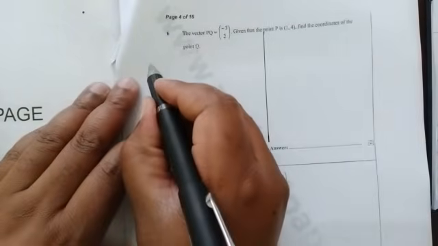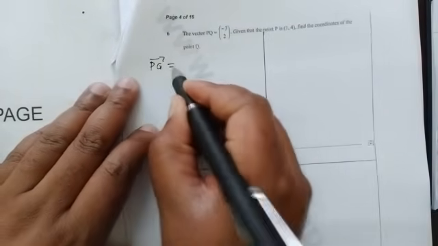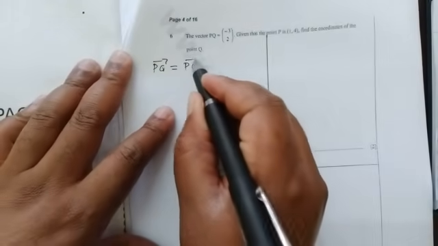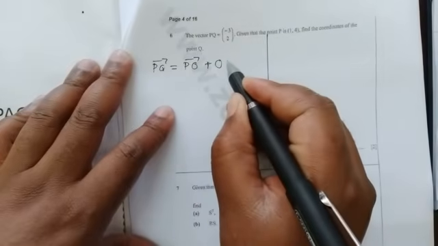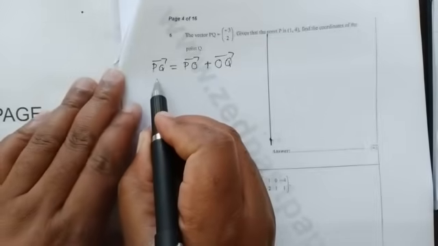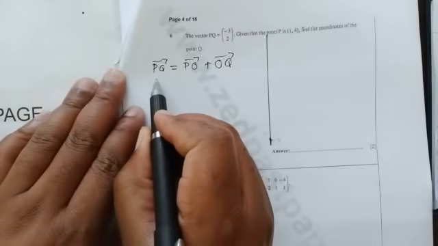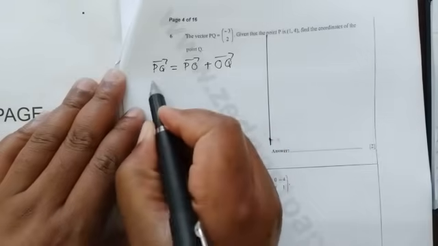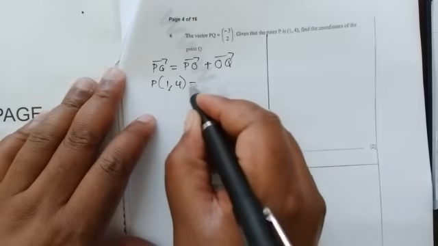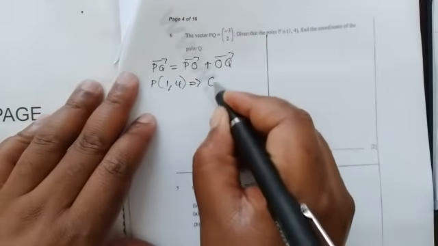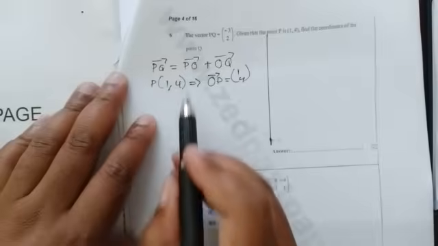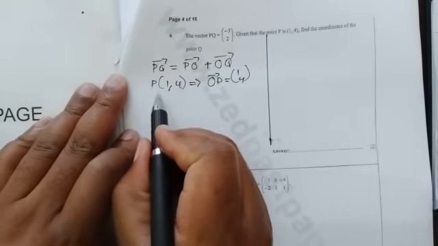for us to find PQ with regard to the origin, we'll say this is PO plus OQ. Now we've been told that the point P is 1, 4. Now, what does this imply? This implies that this is OP. So OP in terms of a vector is 1, 4. But here we want PO. So meaning that we are going to say PQ.